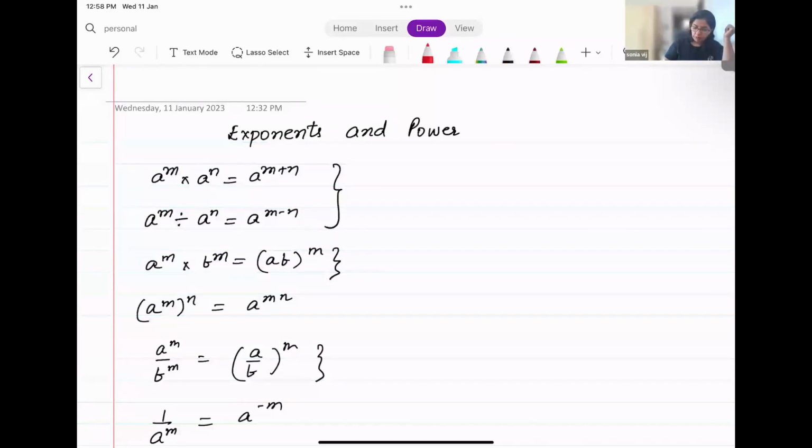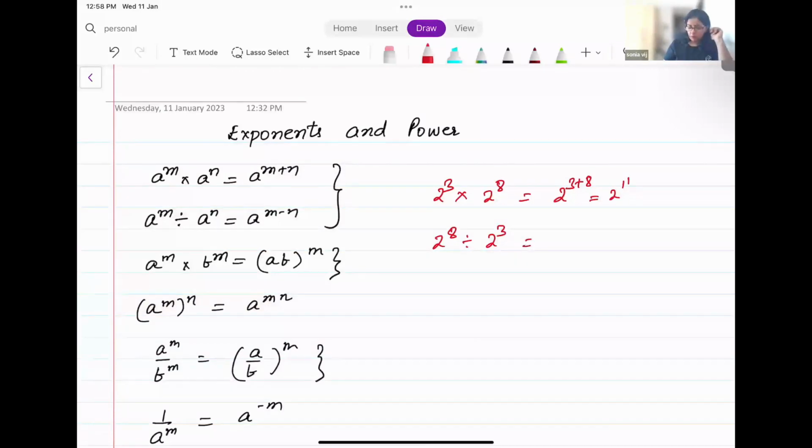For example, if you take 2 to the power 3 into 2 to the power 8. Now here the base is the same, so the powers will get added. So that will be 2 to the power 3 plus 8, that will be 2 to the power 11. Same way, if you have 2 to the power 8 divided by 2 to the power 3, division with the same base number, it will be 2 to the power 8 minus 3, that is 2 to the power 5.